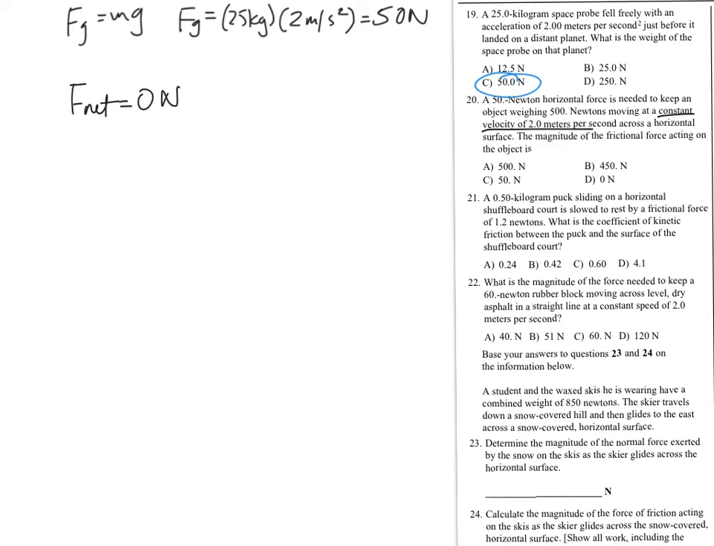So let's draw a free body diagram here. If we have a 50 newton applied force, and if our forces are balanced here, that means the force of friction here must also equal 50 newtons. The answer is choice C.